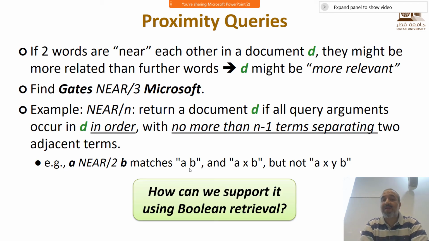Okay, now how can we support this using Boolean retrieval? Can we use what we studied so far in the lecture to support doing something like this? Okay, but still, do we have the information that we need? What kind of information do we need here that should be stored somewhere to support it?